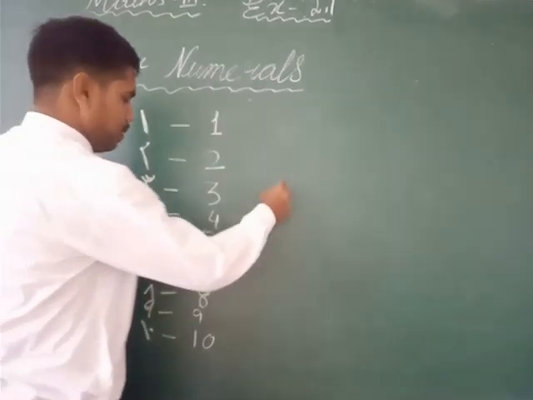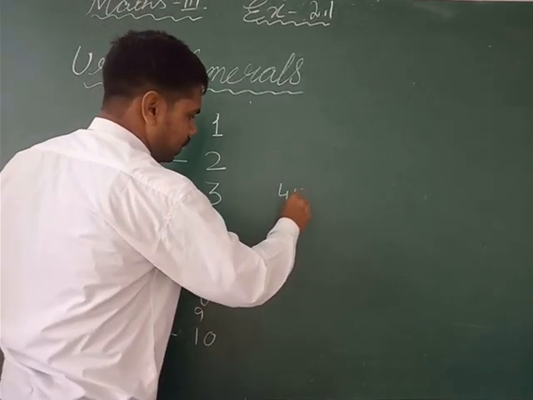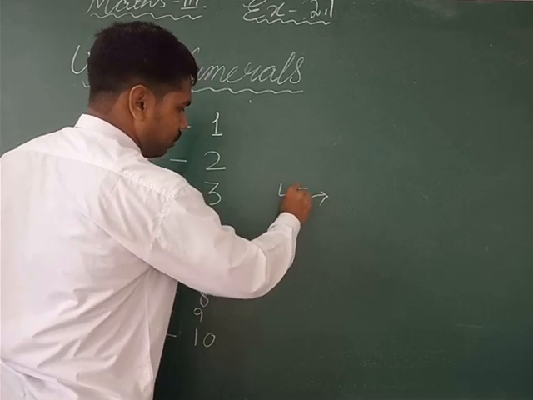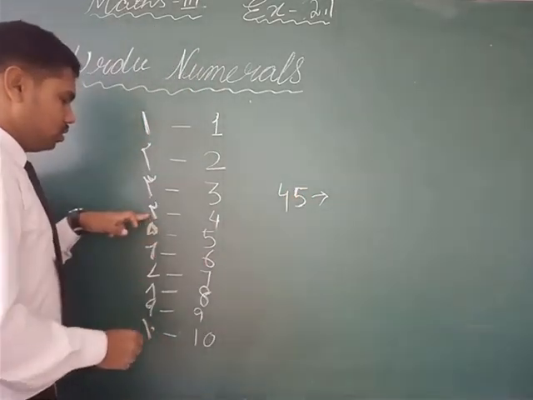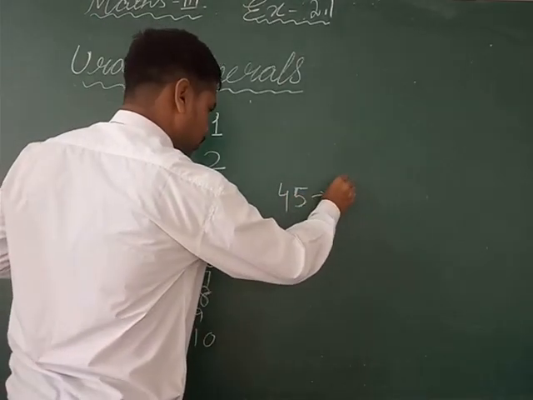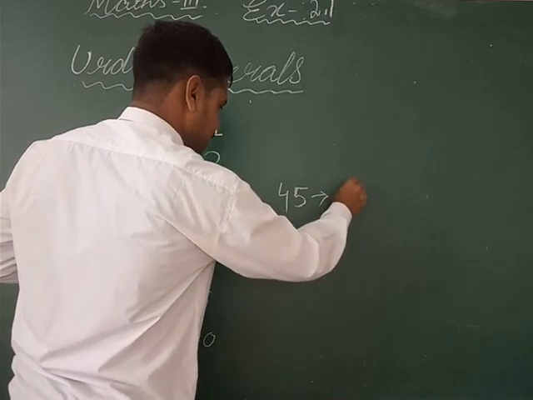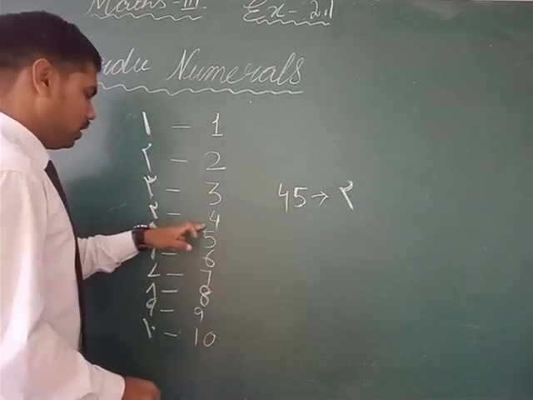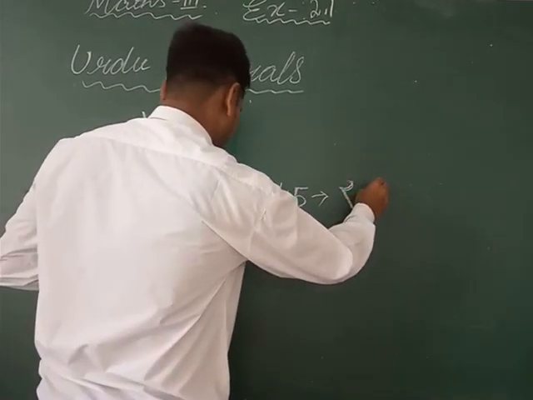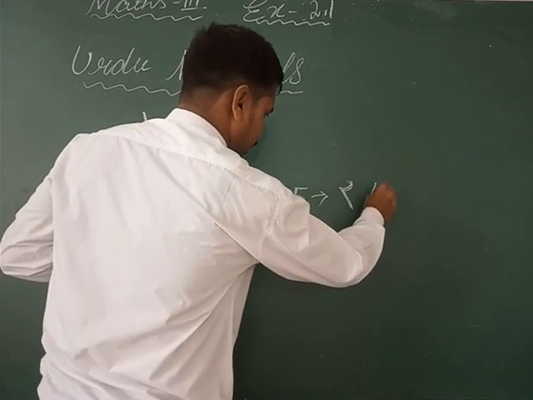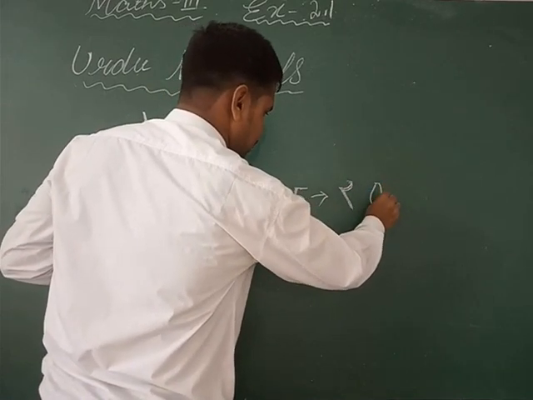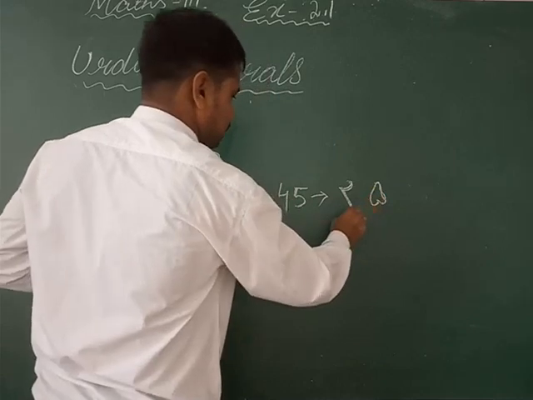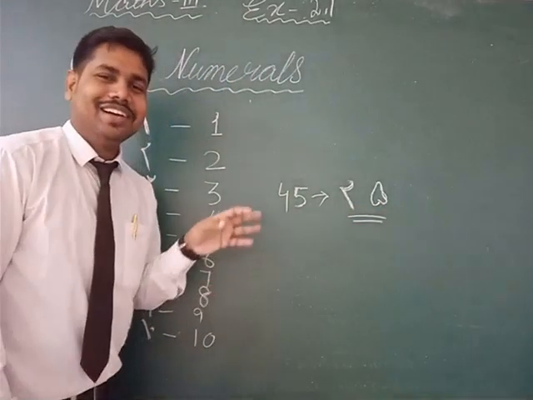For example, if I ask you to write 45 in Urdu, how will we write 45 in Urdu? 4, we know this is 4. So we will write 4 like this, and then 5 like this. Okay. So this is 45. This is how we will write 45.